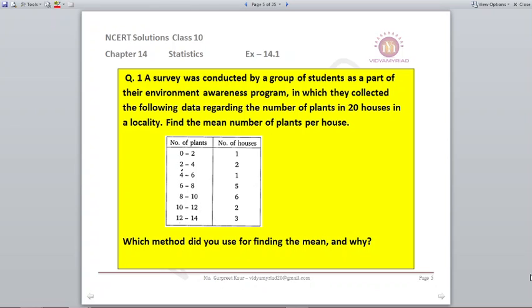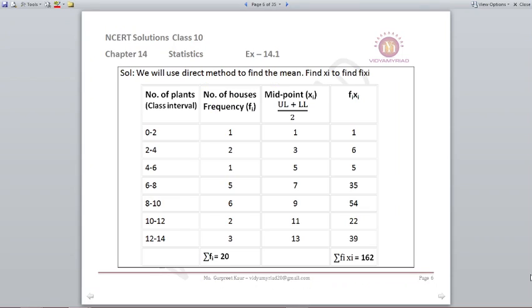If you look at the class intervals, they are 0 to 2, 2 to 4, 4 to 6, 6 to 8, 8 to 10, 10 to 12, 12 to 14, and the number of houses is the frequencies. You see that your xi and fi values are quite small in this. So how are we going to calculate xi? Xi is basically upper limit plus lower limit divided by 2. And we can find xi because in the question we are given the class intervals and the frequencies.